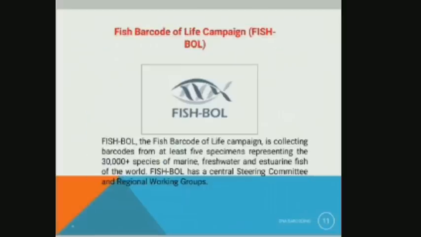For fish species, there is FISH-BOL, the Fish Barcode of Life. It represents more than 30,000 marine, freshwater and different ecosystems. There are steering committees in place, and along with that, regional working groups working on aspects pertaining to the region.